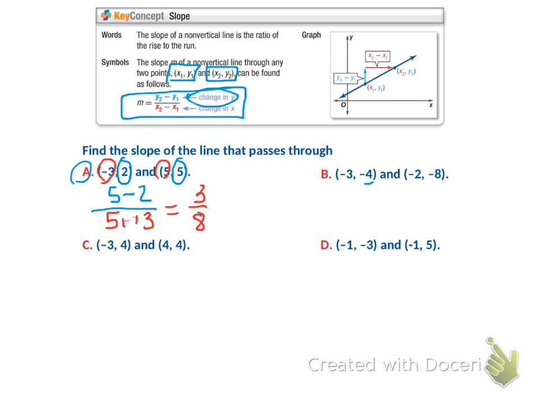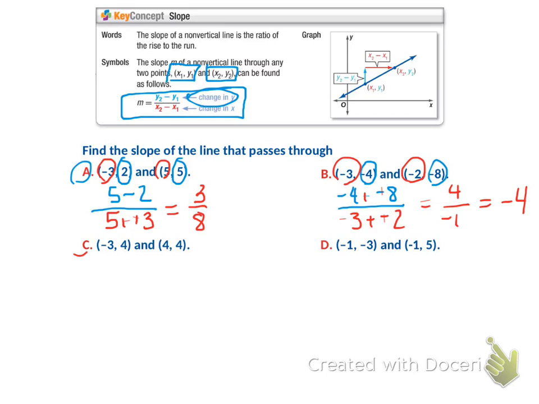Alright, so the y values, I'm going to subtract them. Negative 4 minus negative 8 over the x values, negative 3 and negative 2. Negative 3 minus negative 2. Solve it. Do some keep change to make my life easier. That becomes 4 over negative 1, which simplifies to negative 4. Alright, letter C. Let's try another one.